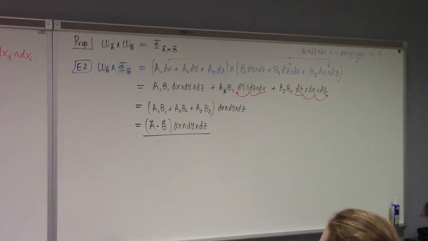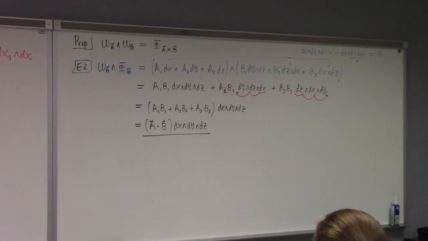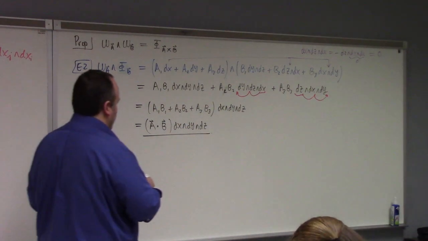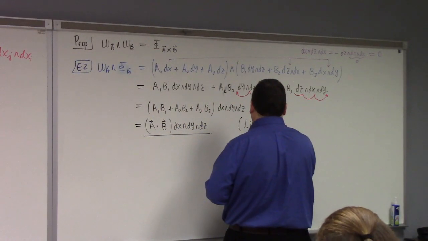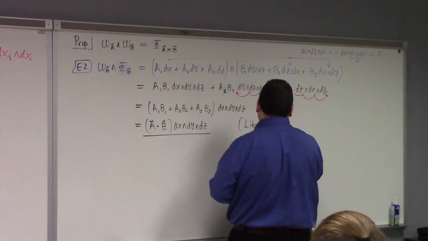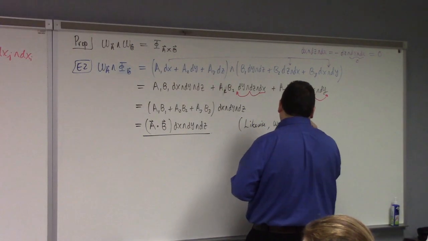So apparently the wedge product of a 1 form and a 2 form connects us to the dot product of the corresponding vectors, right? It's easy to see that likewise, what would you have if I did omega A wedge omega B wedge omega C, what would happen there?